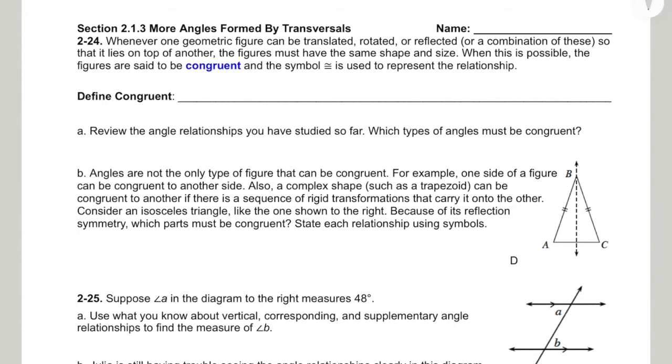So section 213 says more angles formed by transversals. We're going to just go through this. So 224, it says whenever one geometric figure can be translated, rotated, or reflected, or a combination of these, so that it lies on top of another, that figure must have the same shape and size. When this is possible, the figures are said to be congruent, and the symbol, an equal sign with a squiggle on top, is used to represent the relationship.